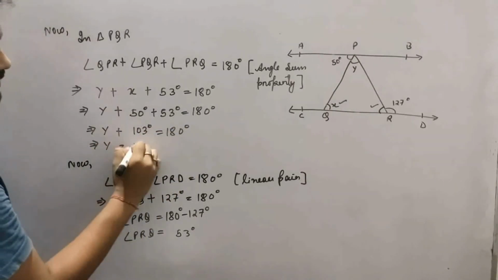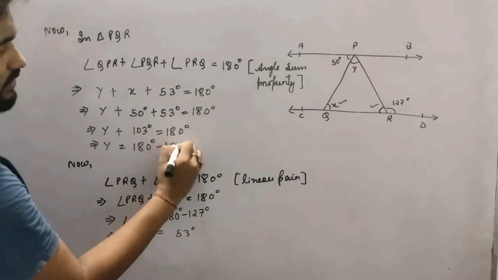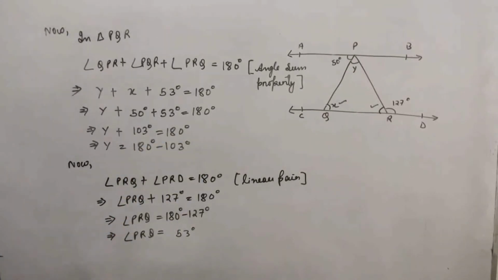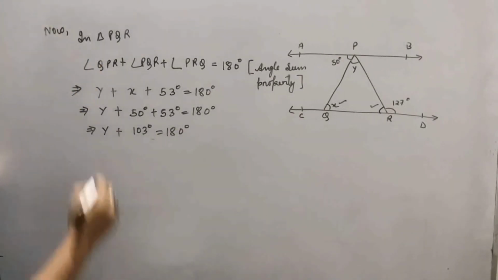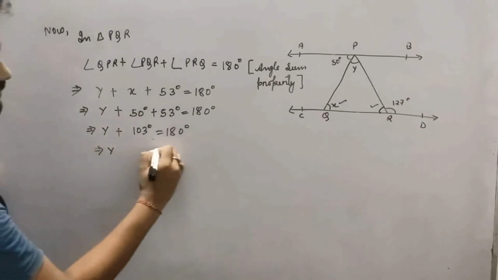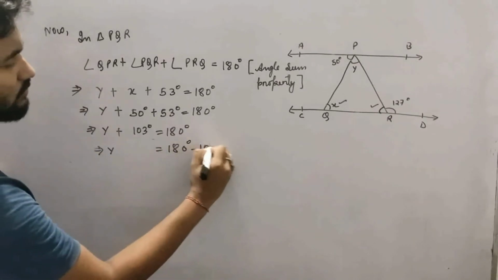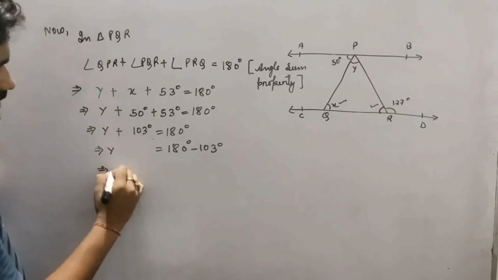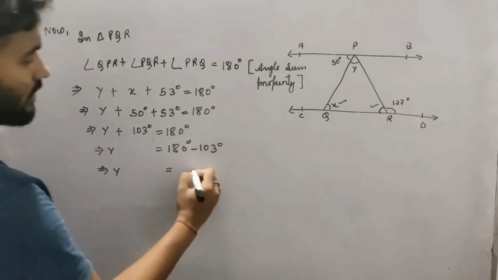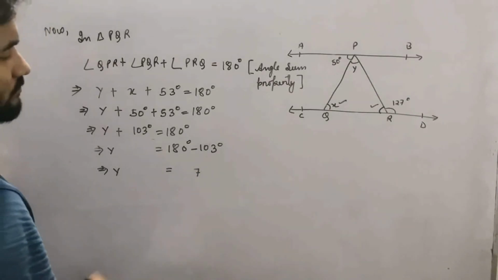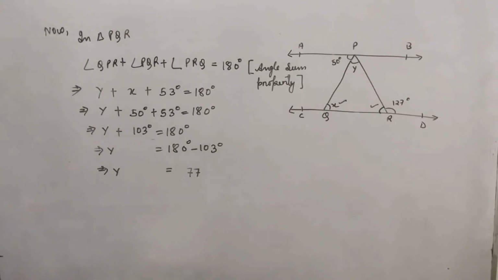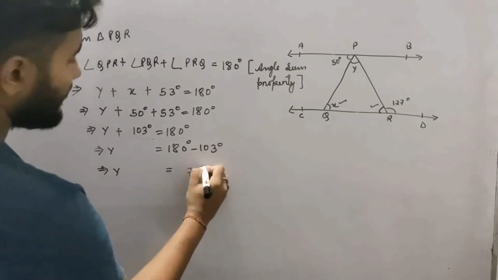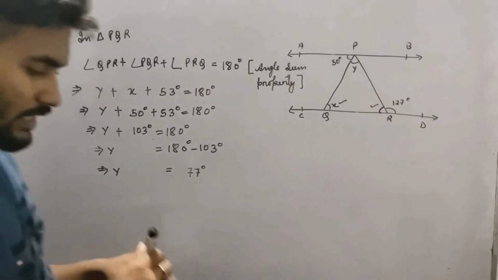So which implies Y will be equal to 180 minus 103 degree, isn't it? So Y will be equal to 180 degree minus 103 degree, which implies Y will be equal to how much? Over here it will become 7, over here also it is 7. So what was the value? The value of Y is 77 degree.